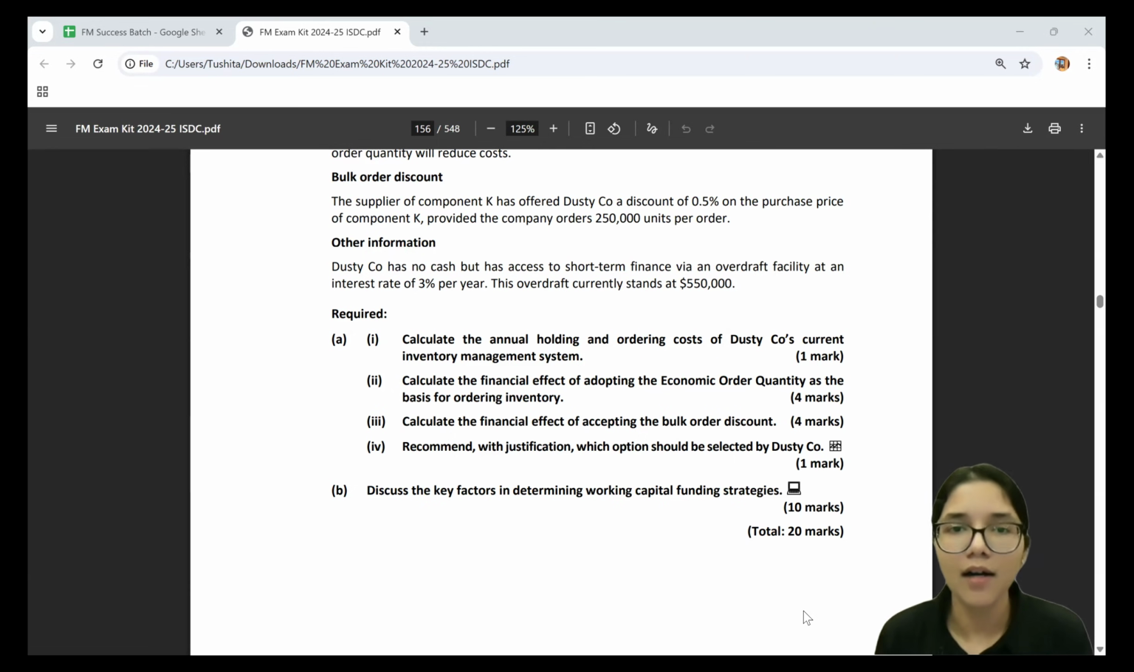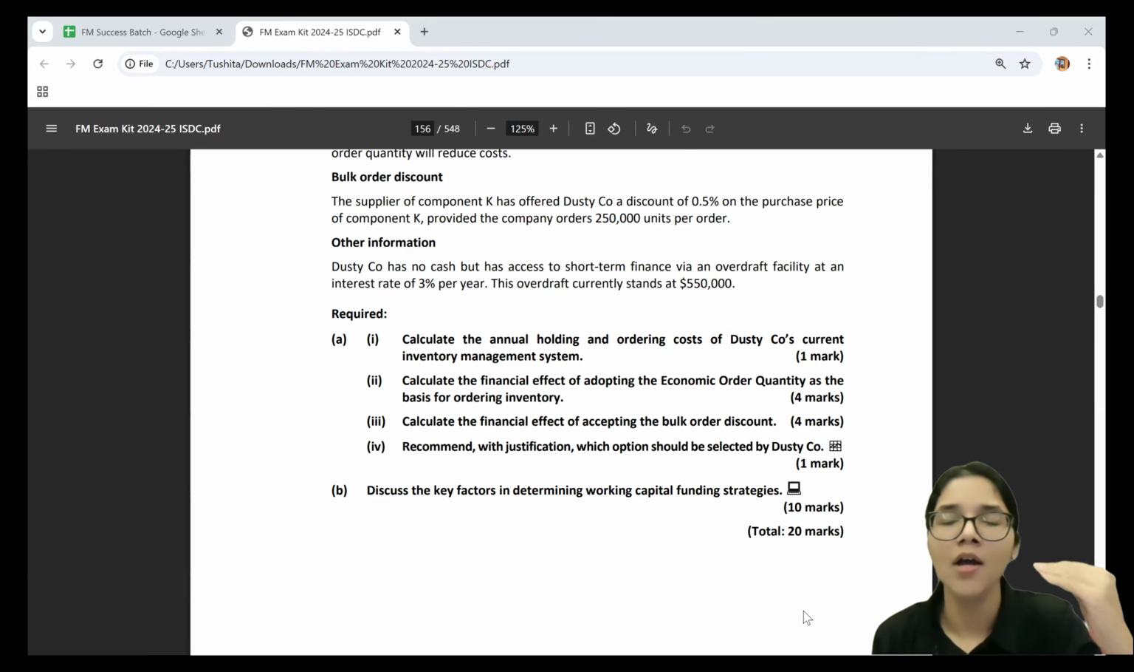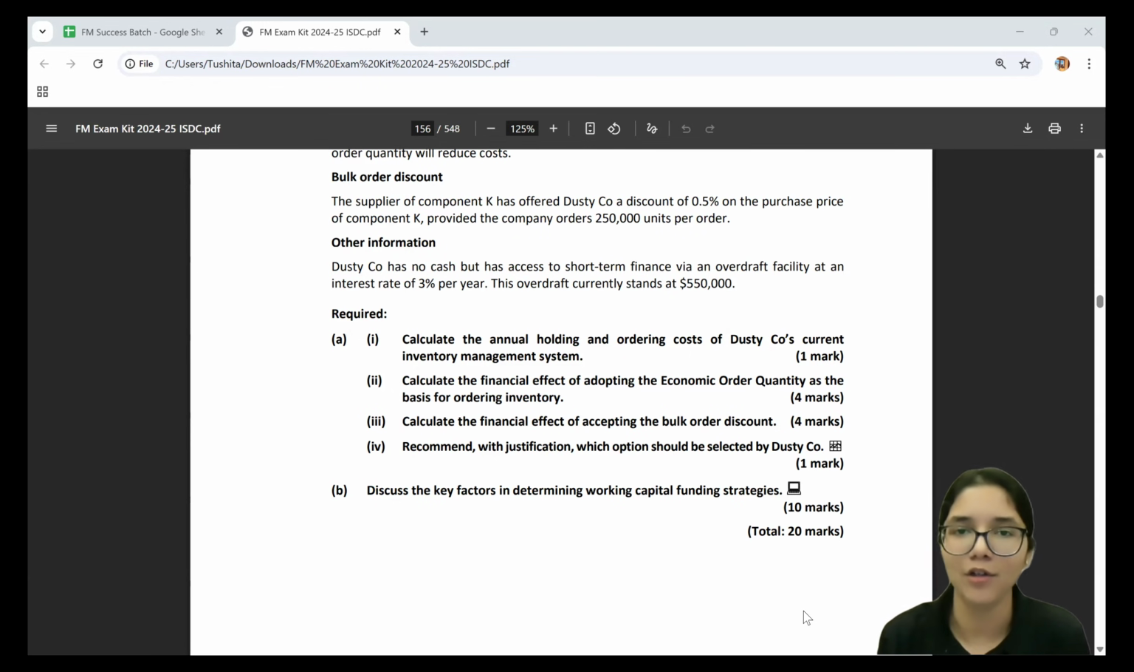Then if you have a look at the third part, again for 4 marks, it is asking you to calculate the financial effect of accepting the bulk order discount. So some discount would probably be offered to Dusty Company, and then you have to find out what will be the effect of taking that discount. And then lastly, for 1 mark, you also have to recommend with justification which option should actually be selected by Dusty Company. So whatever numbers you work out in the earlier parts, using those same numbers, you can write your comment over here on whether they should go ahead with that or not.